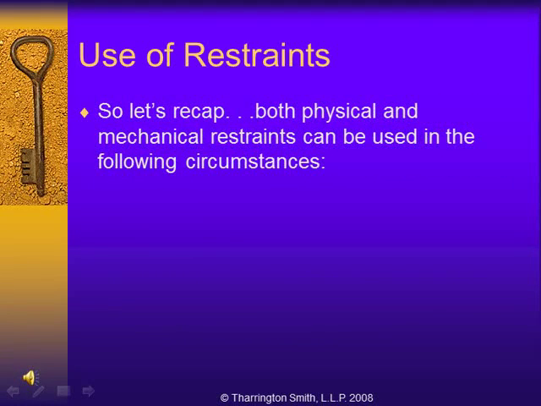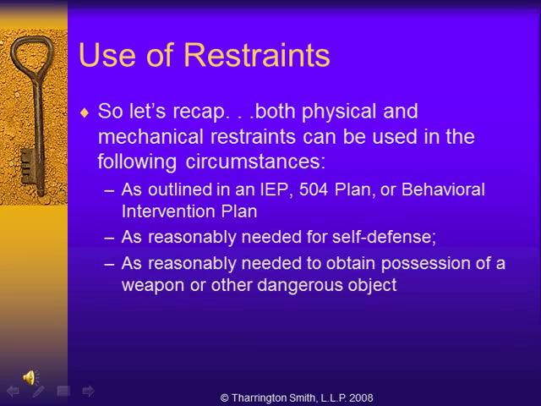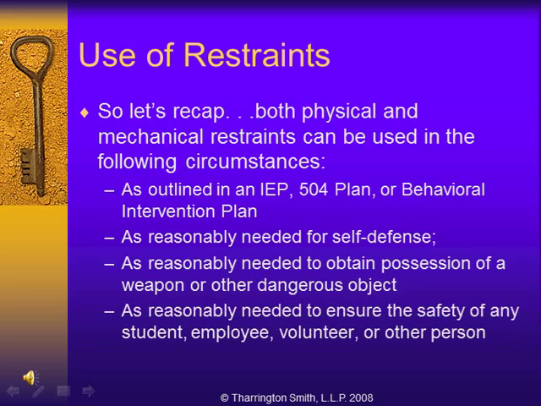So, to recap, there are certain types of circumstances in which an employee may use either physical or mechanical restraints with a child. Both types of restraint can be used when provided for in an IEP, 504 plan, or BIP for a particular child. In addition, both can be used as reasonably needed for self-defense, to obtain possession of a weapon or dangerous object from a student, and as reasonably needed to ensure the safety of others, whether that be other students, employees, volunteers, or anyone else who is in danger of harm.